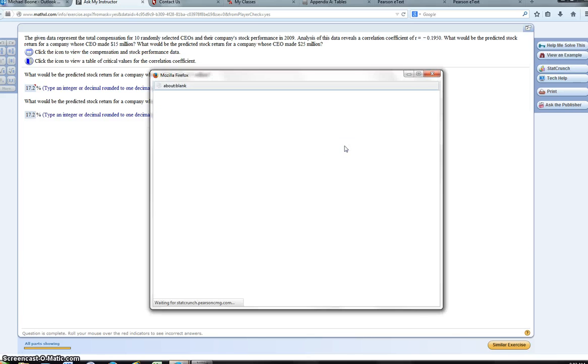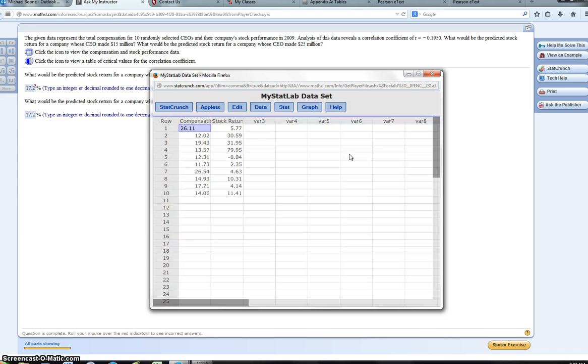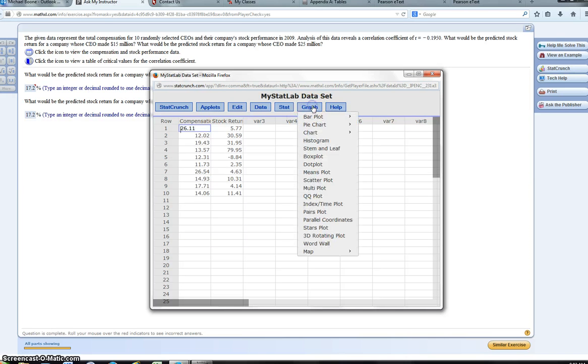You can do statistics on anything. I can find an R value, I can find a line of best fit, even though there is no line of best fit because it doesn't have a linear relationship. Let's look at the graph of this data. So let's just do a scatter plot.